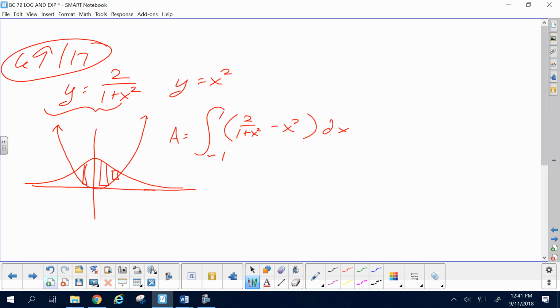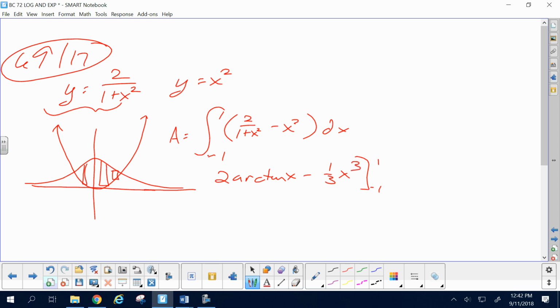What's the antiderivative of that first one? What is it? 2 arctangent, or inverse tangent if you like, minus 1/3 x cubed. Okay, so that should get you going on 17. Part B is just checking with your calculator. Very good. Okay, 18.